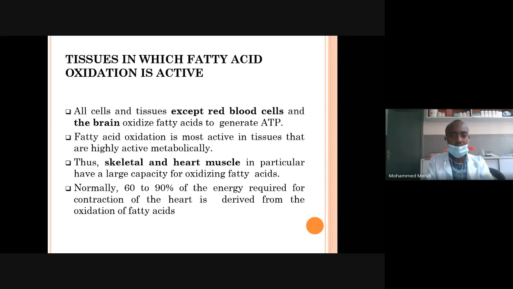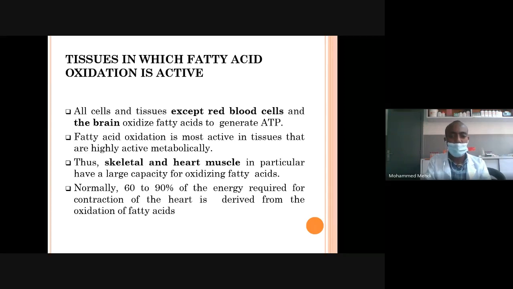So except RBC and brain, other cells can oxidize fatty acid to generate energy or ATP. Why don't RBC cells have this beta oxidation or fatty acid oxidation? Because the mitochondria is absent. It is devoid of mitochondria in the RBC. In the brain cell, fatty acid cannot enter the brain because of this barrier.